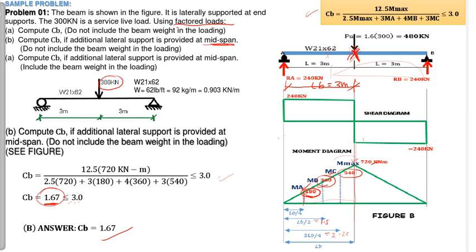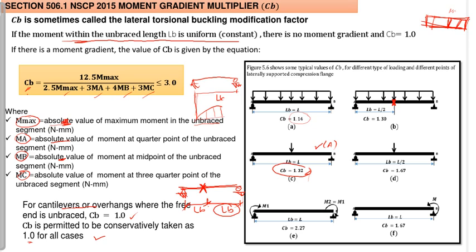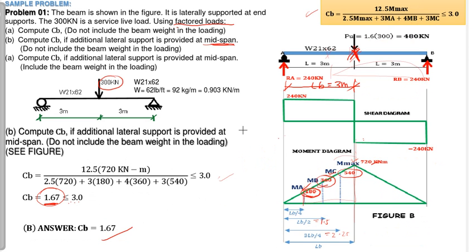So, yung answer natin is 1.67. So, pag titignan mo dito, CB is equal to 1.67. Parehas. Ito yung letter B natin, di ba? Parehas. That is, yung midpoint natin is nasa midpoint. Tapos, meron tayong lateral support sa midspan. Kaya yung LB natin is equal to L over 2. Kaya yung CB natin is 1.67. That is the same doon sa ating example letter B.